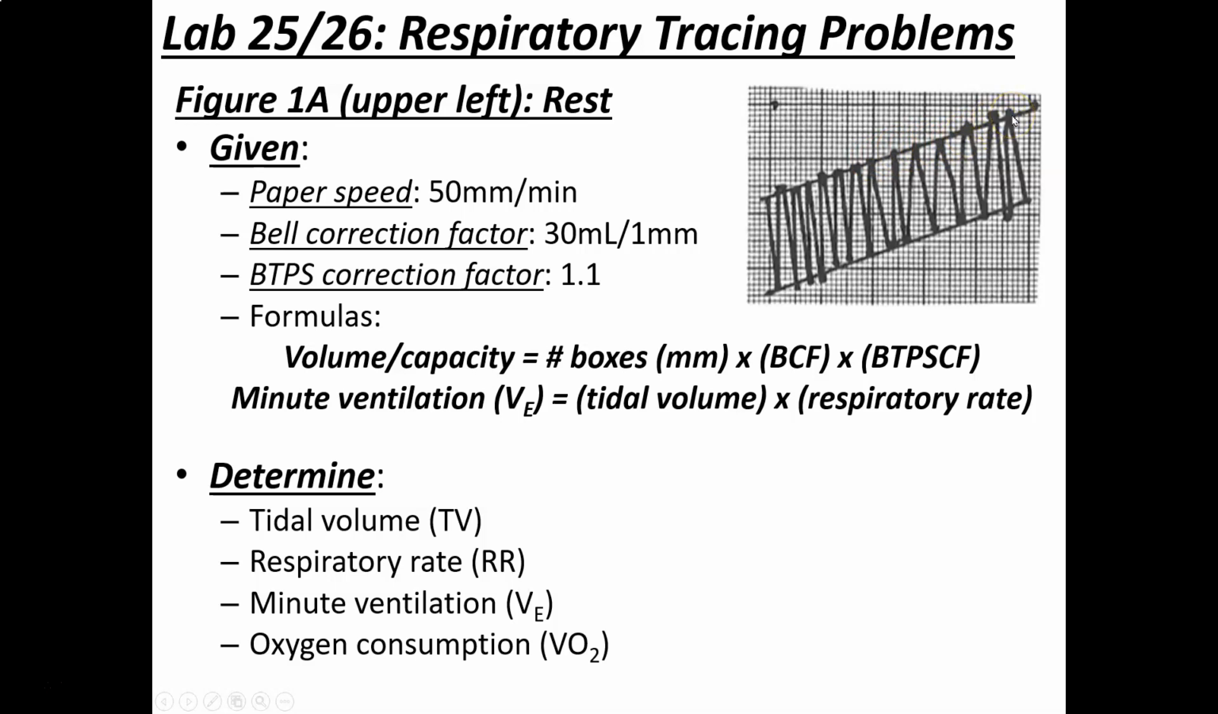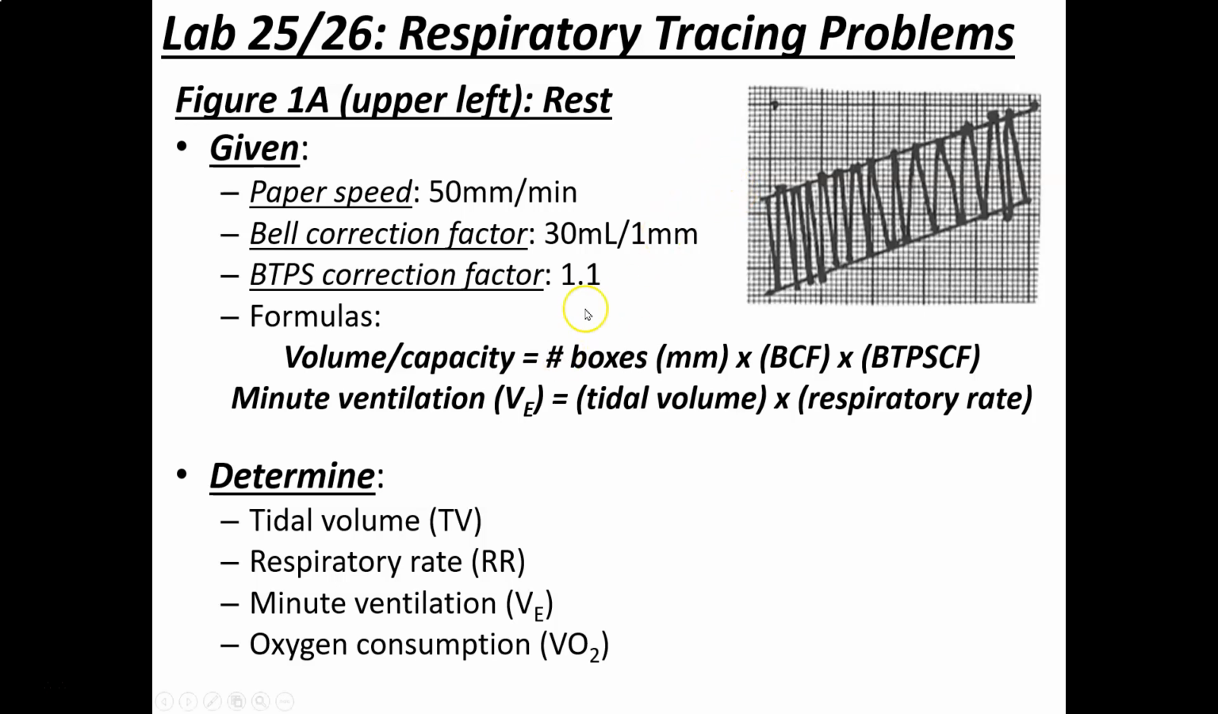1, 2, 3, 4, 5, 6, 7, 8, 9, 10, 11, 12, 13. Okay? If you count the valleys, 1, 2, 3, 4, 5, 6, 7, 8, 9, 10, 11, 12, 13. So you get 13 or 14. If you want to count this one, that would be 14. It's up to you. Okay?